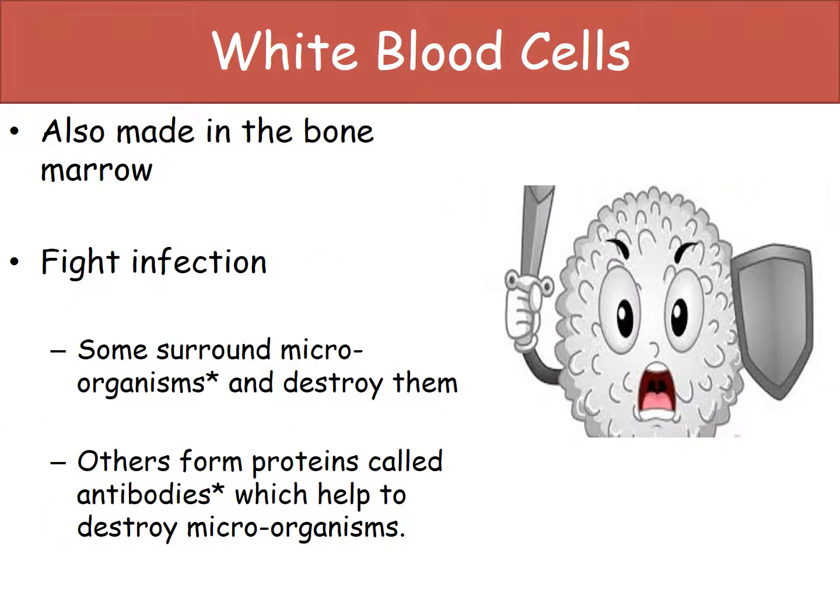Next up are white blood cells. These are also made in the bone marrow. However, their function is to fight infection. They do this in 2 ways. Some white blood cells will surround microorganisms, such as bacteria and viruses, and destroy them. Others will form antibodies. Antibodies are proteins that help destroy microorganisms when they enter the body. Antibodies are really important for our bodies to be able to fight off infection.